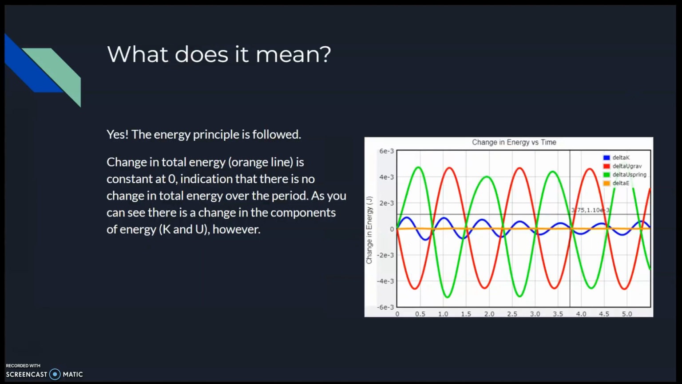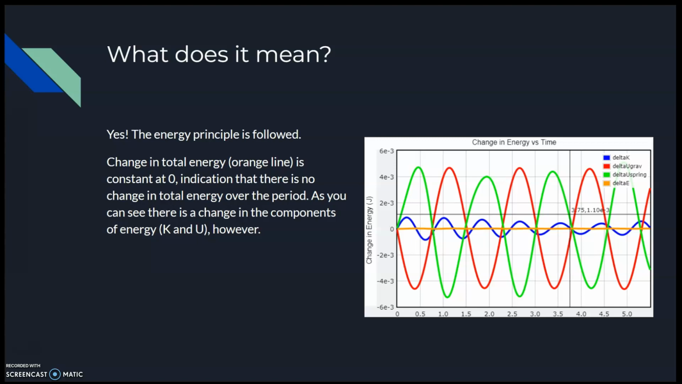So what does all of this mean? Well, it means that the energy principle was followed. The change in total energy, which as you can see is that orange line, is constant at 0. Which is what we predicted at the beginning. We figured since there's no work being done on this spring, we're just letting it go, there shouldn't be any delta E.